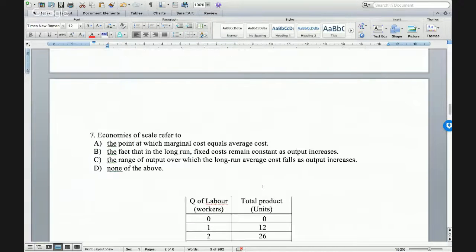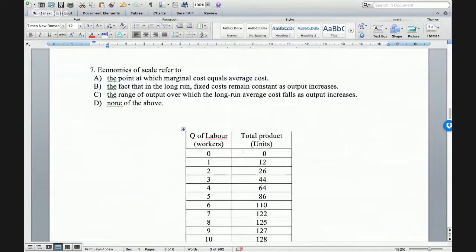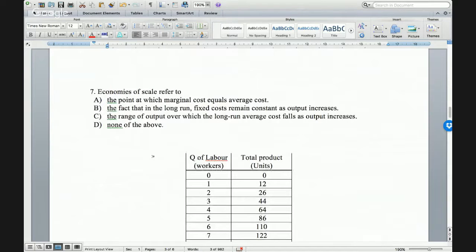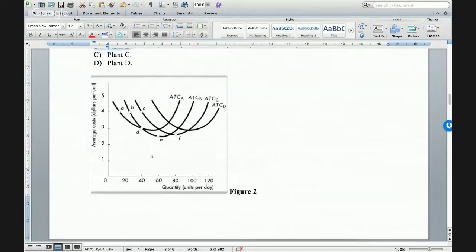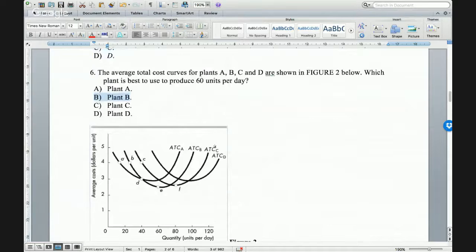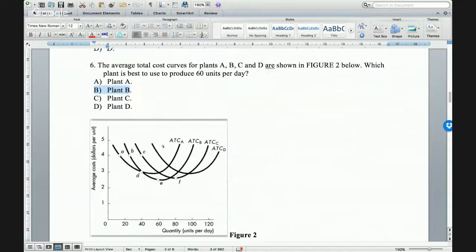Okay, 7. Economies of scale. Now, economies of scale is usually associated with the long run. Here you have our previous diagram or question. This is to do with the long run average total cost curve of a firm. So this displays economies, diseconomies, and what's known as constant returns to scale.